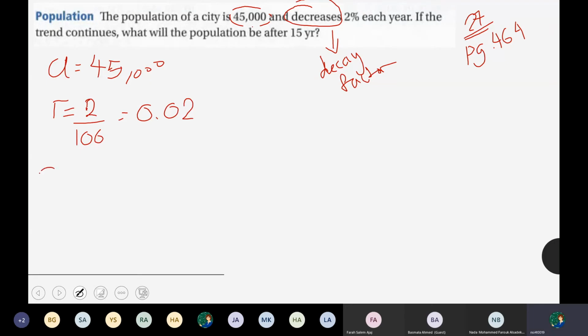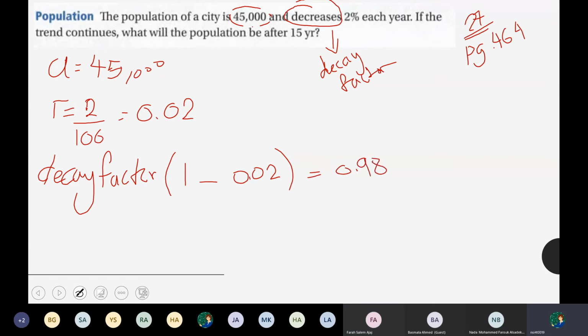Then the decay factor is 1 plus 0.02 or 1 minus 0.02? Minus. Minus, thank you. And it will be 0.98. So by now I found A, I found B. If the trend continues, what will happen after 15 years? Here is X. It's very easy. I can find X, I can find B, and also I can find A.